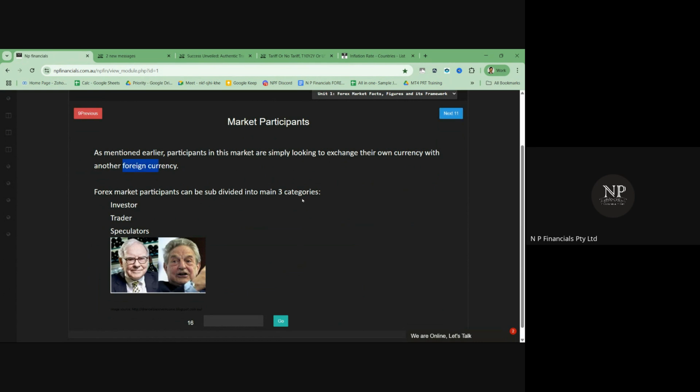Forex market participants can be subdivided into three categories: investors, traders, and speculators. Do you know these investors? I know Warren Buffett. And George Soros. Both are gurus of the share market, and Soros is the guru in the forex market. Very, very big billion-dollar hedge fund managers. Investors have a long-term view, 10, 20, 30 years. Mutual fund managers and hedge fund managers have a short to medium-term view, for example 6 months, 1 year.